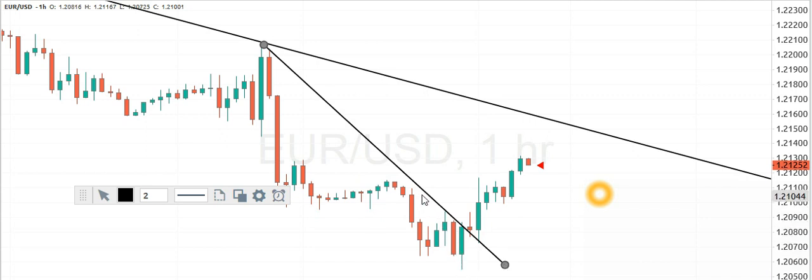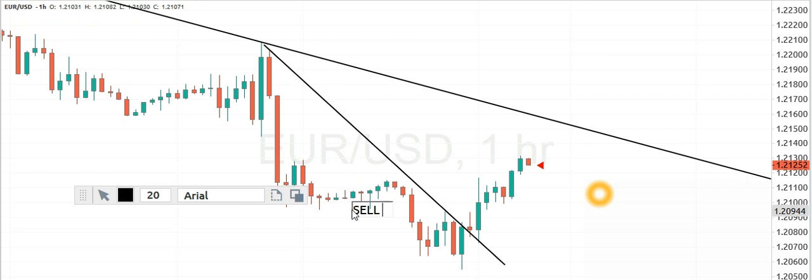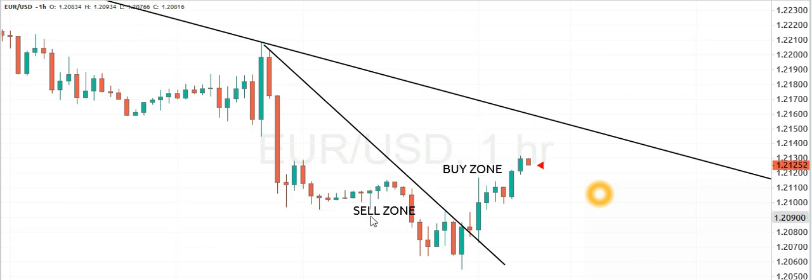What we now say is that this would be the sell zone with respect to this inner trend line, and this will be the buy zone with respect to this inner trend line. So right here, this would be the sell zone, right? And then this over here will be the buy zone with respect to this inner trend line.